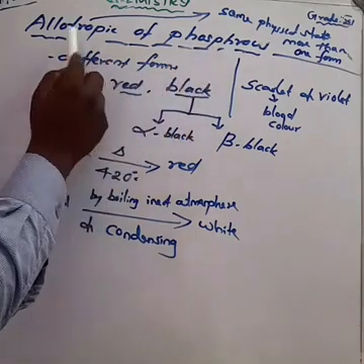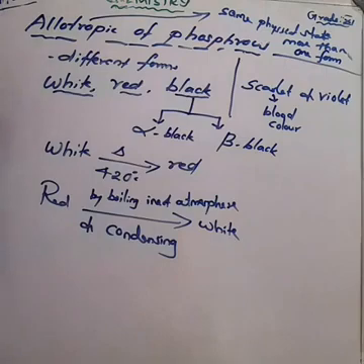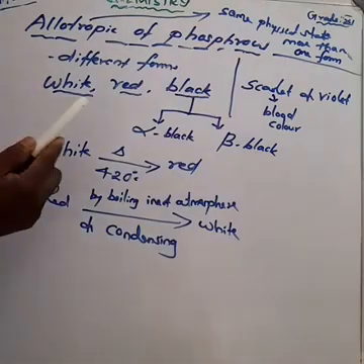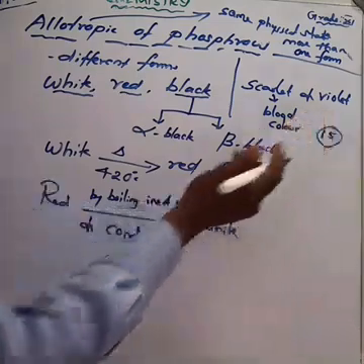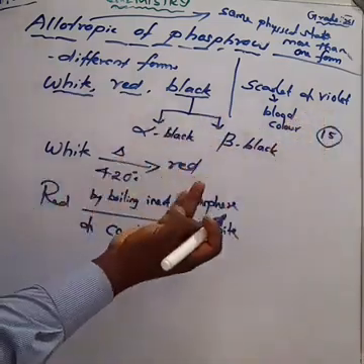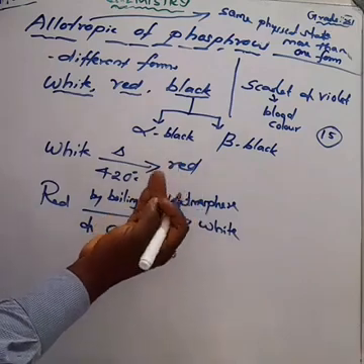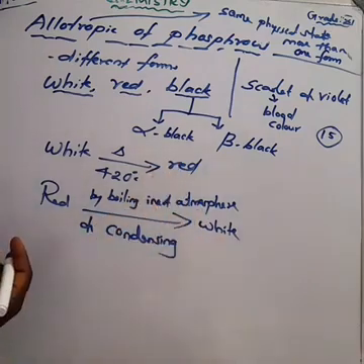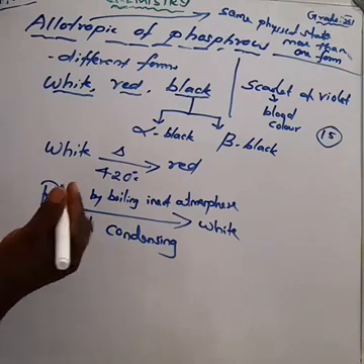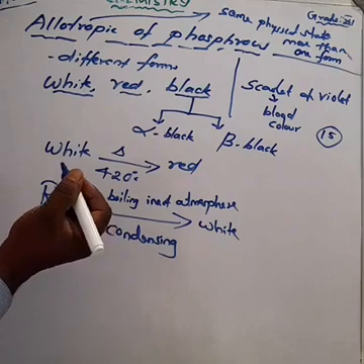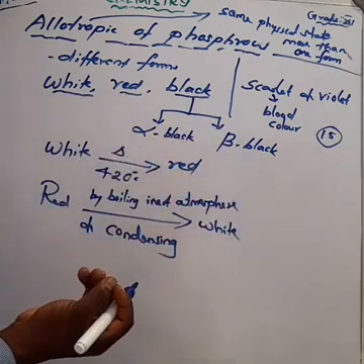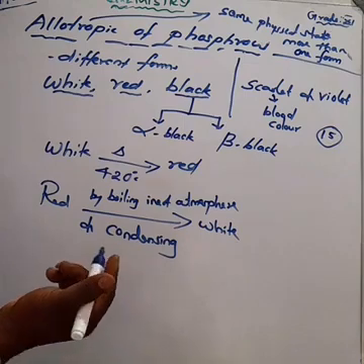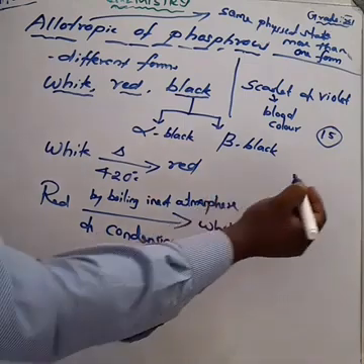Allotropic forms of phosphorus. We already learned about the group 15 elements. Which are the group 15 elements? Nitrogen, phosphorus, arsenic, antimony and bismuth. Am I right? These are the group 15 elements. Already we learned about nitrogen and its compounds, preparation, ammonia, preparation, structure, everything. The next element, the second element, is phosphorus.